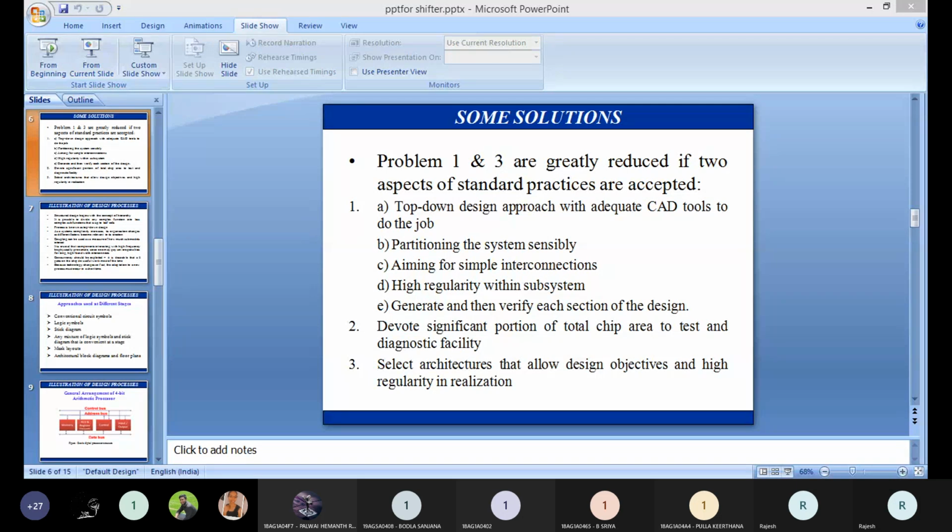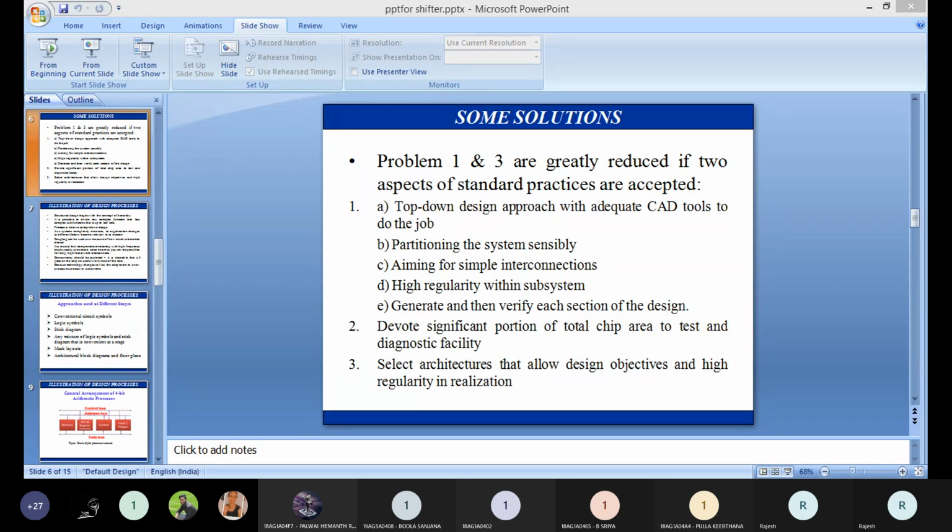you can go for partitioning the system sensibly, because certain systems require a clock, and if the clock is placed at a different place, that must be routed throughout all the subsystems, and it creates delays. So unwanted parasitic elements will be created. All that is the design aspect. So partition the system sensibly, seeing that fewer interconnections are there and high regularity is followed in the design, and you can generate and verify each section of the design, and also see what testable logic is there.